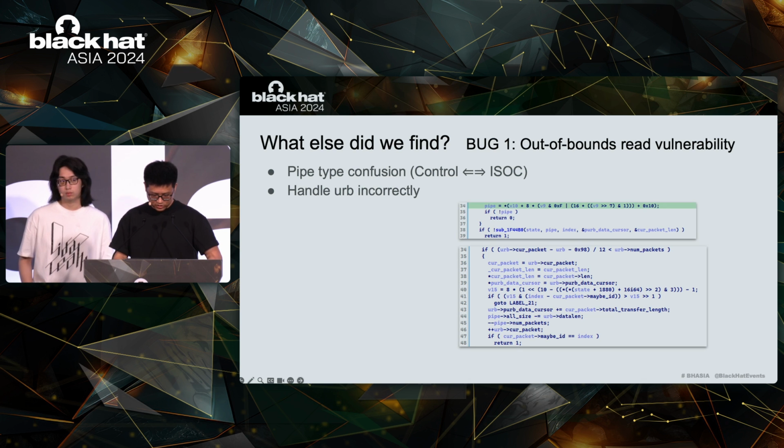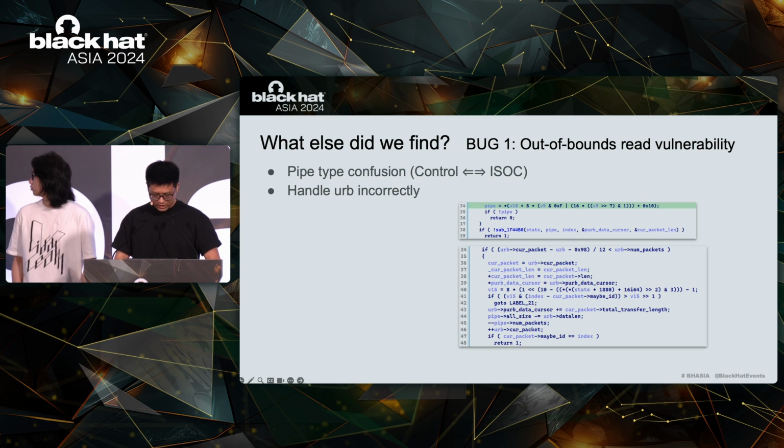We can choose a control pipe in the process and have it handled as an isochronous pipe. Although their data structures are the same, they are used differently, which leads to a problem. We can see in the image on the right that during the transfer process of an isochronous endpoint, the URB will have multiple packets, and the PURB cursor will be increased.